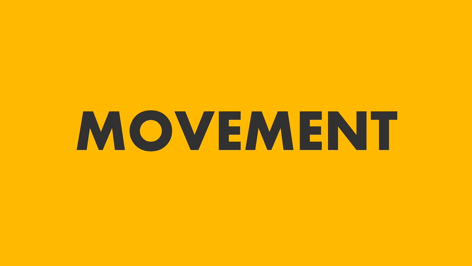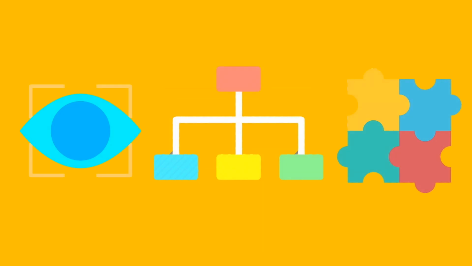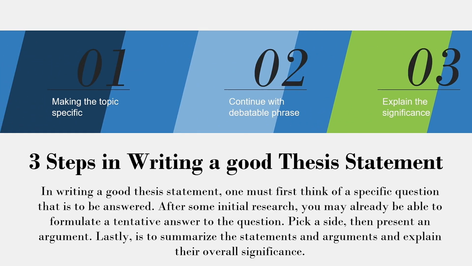Movement. Movement refers to how the eye is directed along a design. Therefore, other principles like emphasis, hierarchy, and pattern should be successfully implemented to establish movement. An example would be applying some sense of movement to certain elements to make them stand out and at the same time lead the viewer along with the flow of your design by implementing hierarchy.